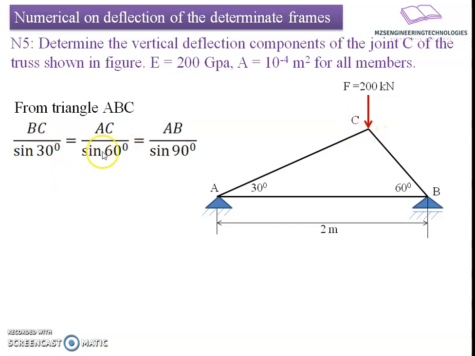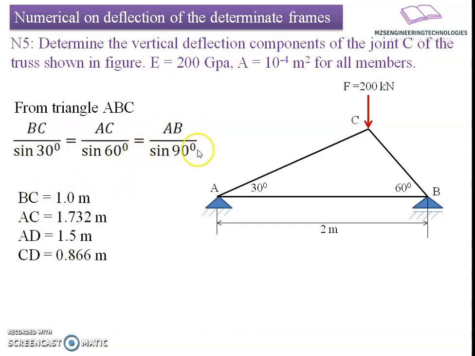From this, if we substitute the value, we know the value of AB. If we substitute the relationship here, we can get BC equals AB sine of 60 degrees multiplied by sine 30, resulting in a value of 1 meter. Similarly, we can get AC equals 1.732 meter, where we can say length AC is equal to AB sine 60 divided by sine of 90 degrees.